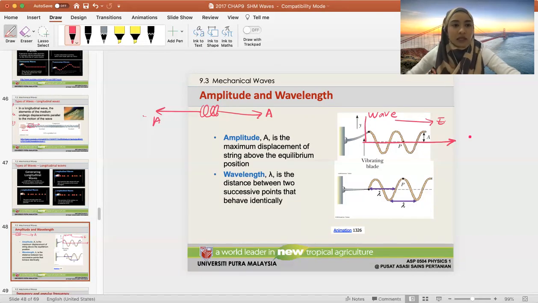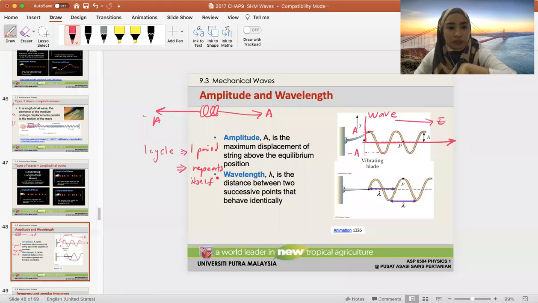kalau kita nak samakan dengan plot simple harmonic motion from previous subchapter, right? This would be our A, this would be our minus A. So this is the amplitude, right? And we said that one cycle happens over one period. One cycle is one period, and then it repeats itself, right? That is for the oscillation.